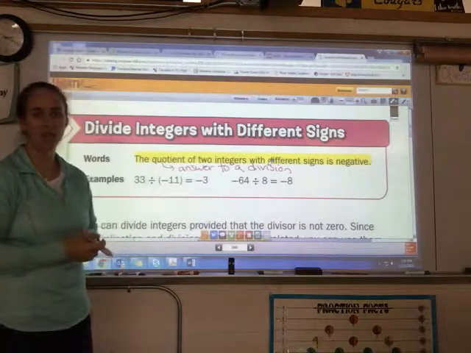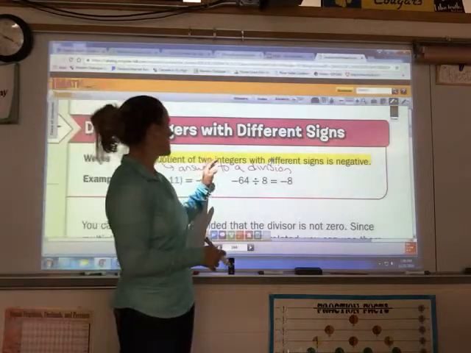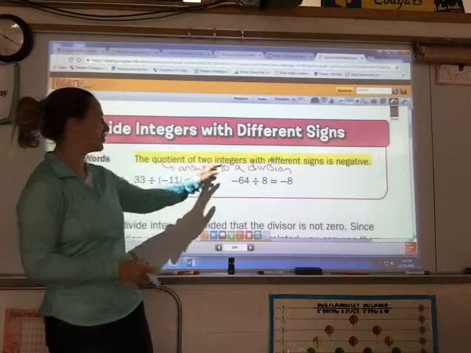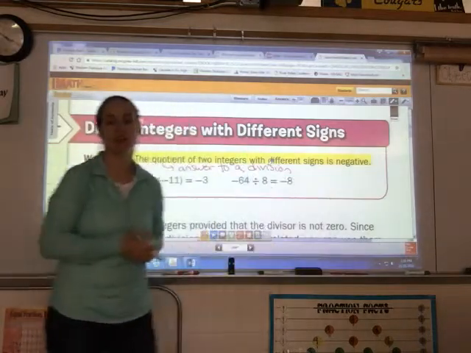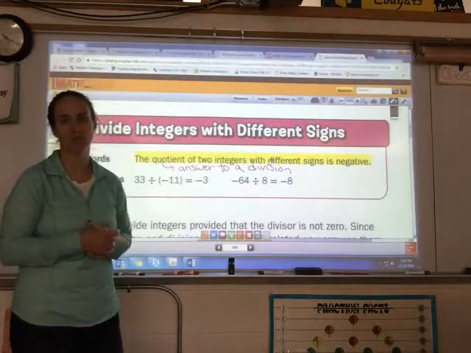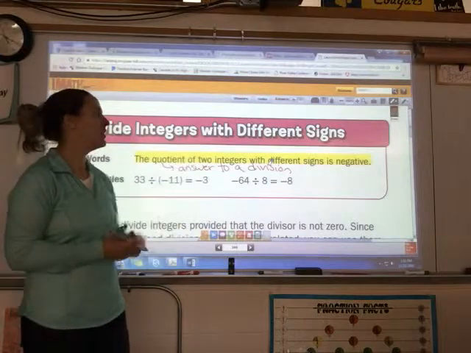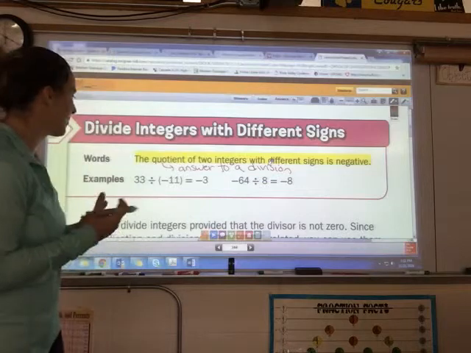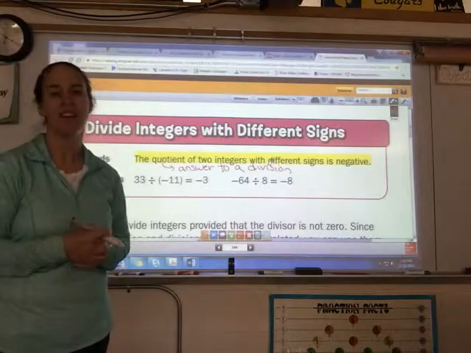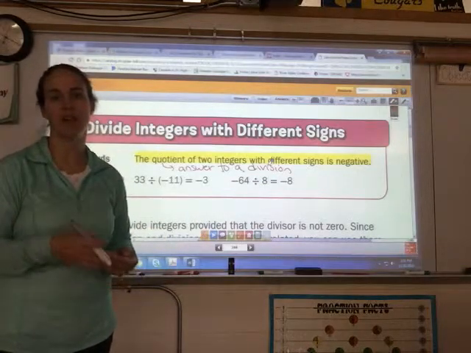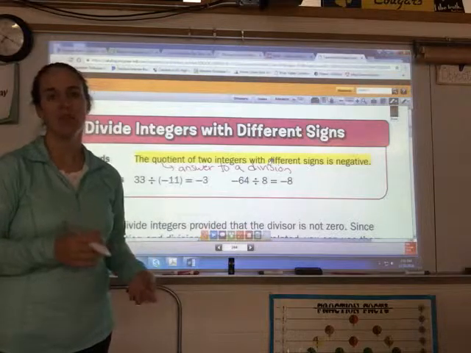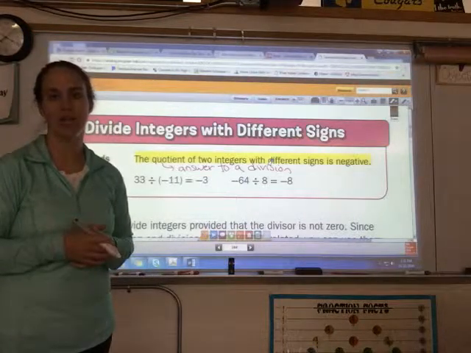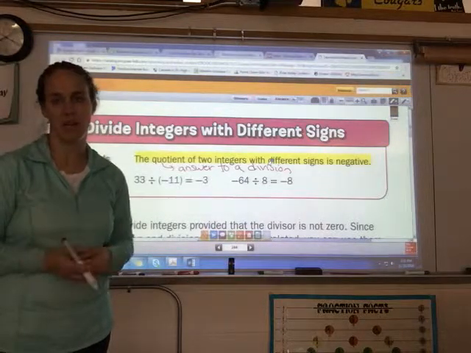Just like multiplication, when we're dividing two integers with different signs, our answer is going to be negative. This is the same rule that we worked with in multiplication. Same thing applies with division. An example could be negative 81 divided by 9. I'm taking a negative number divided by a positive number. Negative divided by a positive is going to give me a negative answer. 81 divided by 9 would be 9.